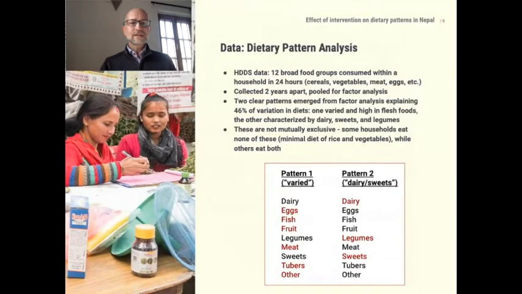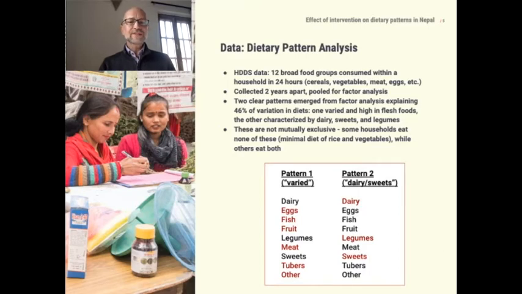We used factor analysis to derive patterns from consumption data pooled from the two time periods. We began with the 12 food groups used for construction of the HDDS, and more than 95% of households consumed grains, vegetables, and oils at both time points, so we excluded these groups to avoid skewing results. Two patterns emerged, with the respective food groups shown here in red.